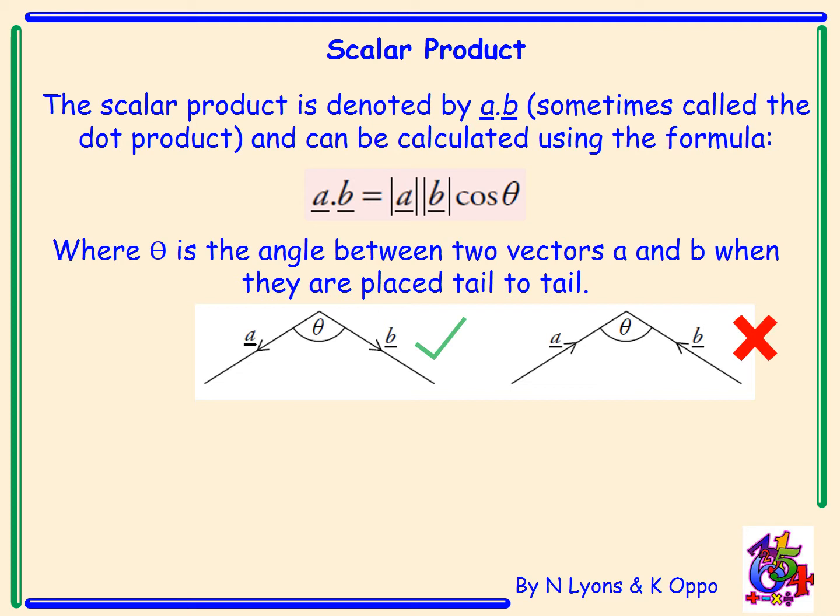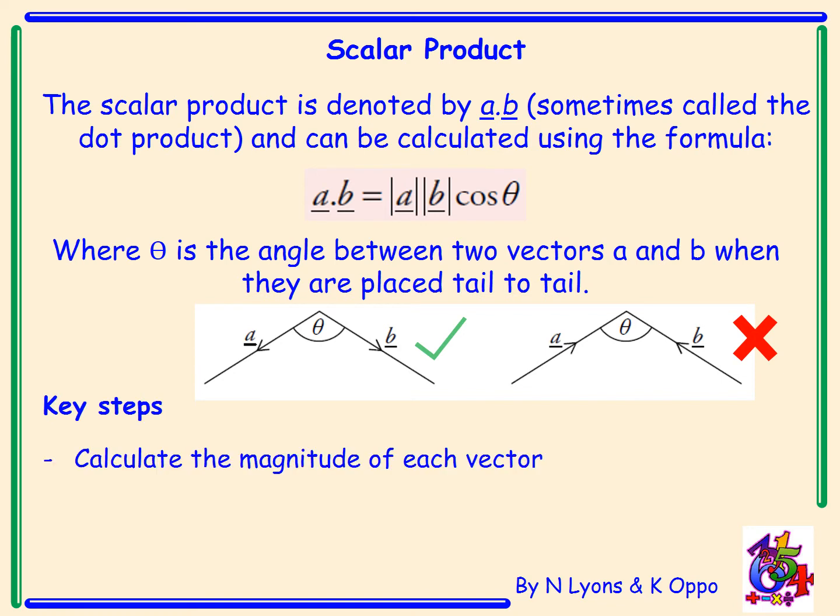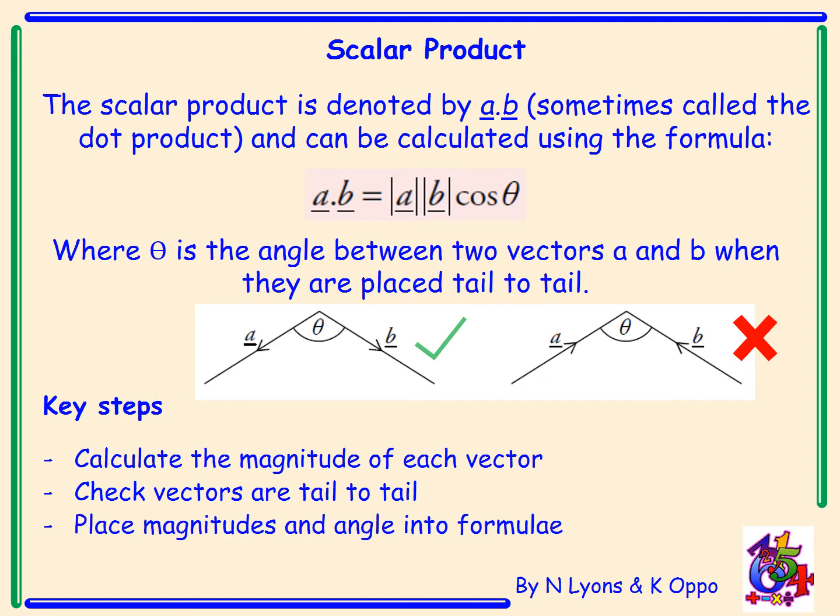In the second diagram we will not be able to find the dot product because the vectors are not placed tail to tail. Key steps for finding the scalar product: calculate the magnitude of each vector, check vectors are tail to tail before deciding on the angle to use, place the magnitudes and angle into the formula, and finally evaluate your answer.